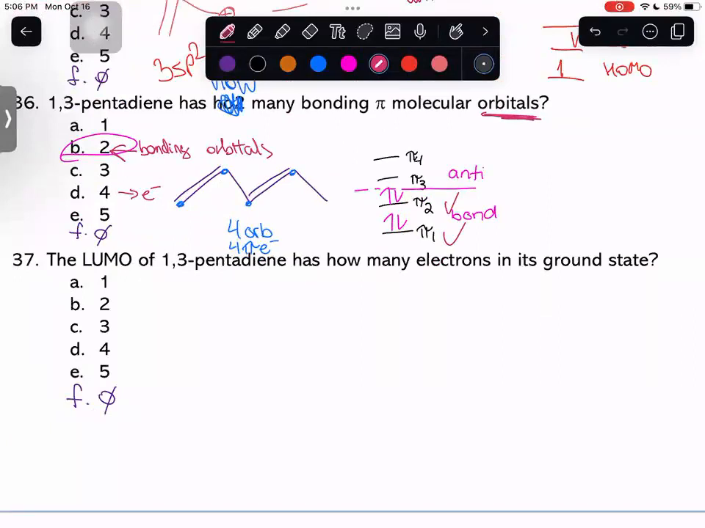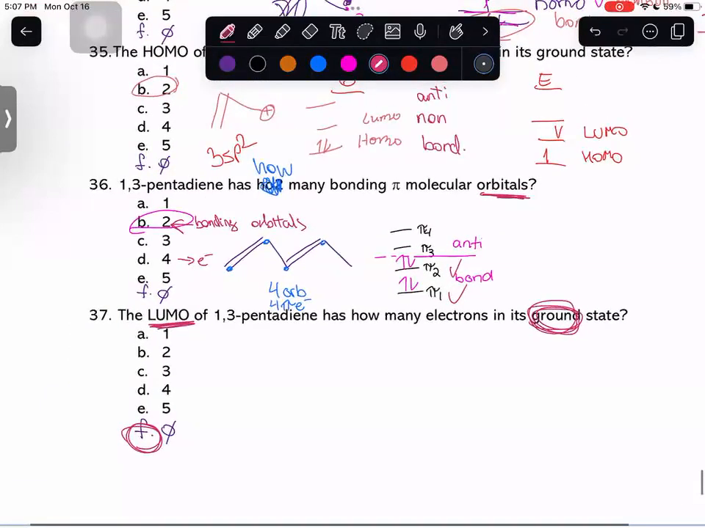Okay, for 37, this one should be pretty simple. We don't even have to draw it out. It's always going to be 0, because if we talk about LUMO in the ground state, it's always going to be empty. Questions on those two? We're good? Okay, we're good.